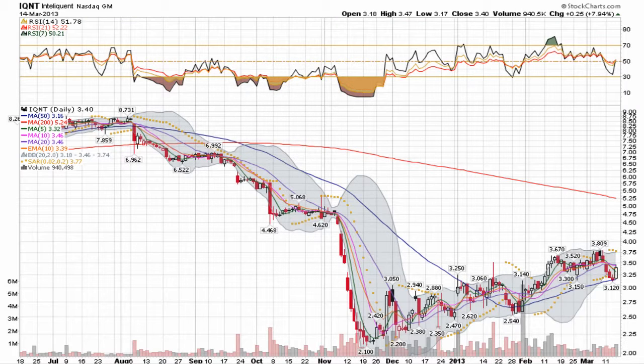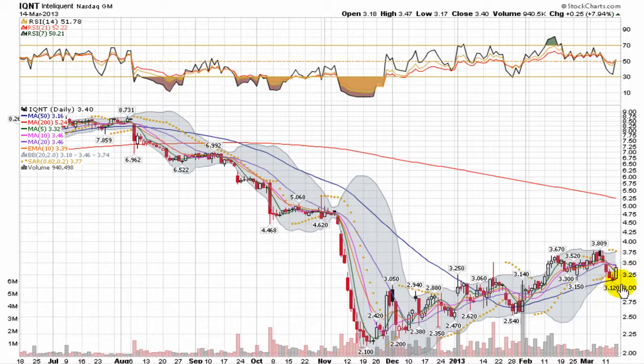This is a video chart presentation of IQNT. It's a NASDAQ global market stock trading under ticker IQNT. The stock price is clearly falling apart from up over top of $8, up near $9. It took a pretty substantial fall in the latter part of 2012 all the way down to $2, but it's put itself together a nice little uptrend.